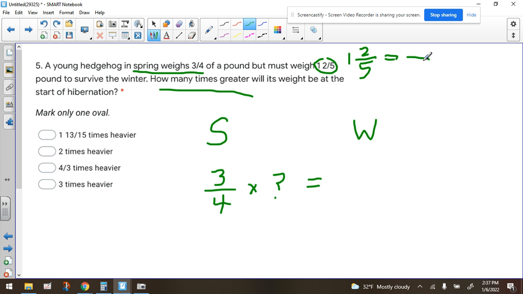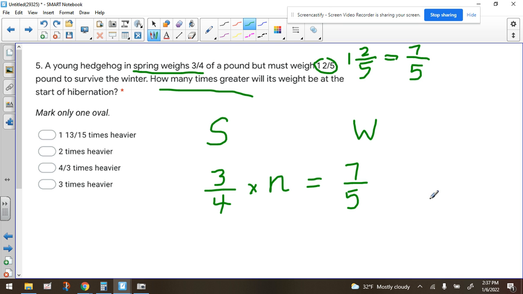Let's rewrite that as an improper fraction, because anytime we have any kind of computation to do, we always turn it into an improper fraction. 5 times 1 is 5, plus the 2 more makes that equal to 7/5. So we're going to plug that in underneath the W for winter weight. Then we can put a variable here instead of the question mark. We'll just put an N to hold the place of that value, which is how many times greater.